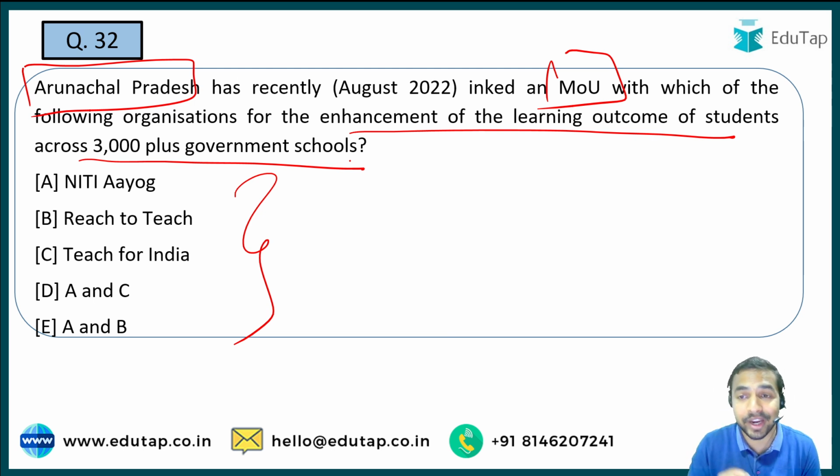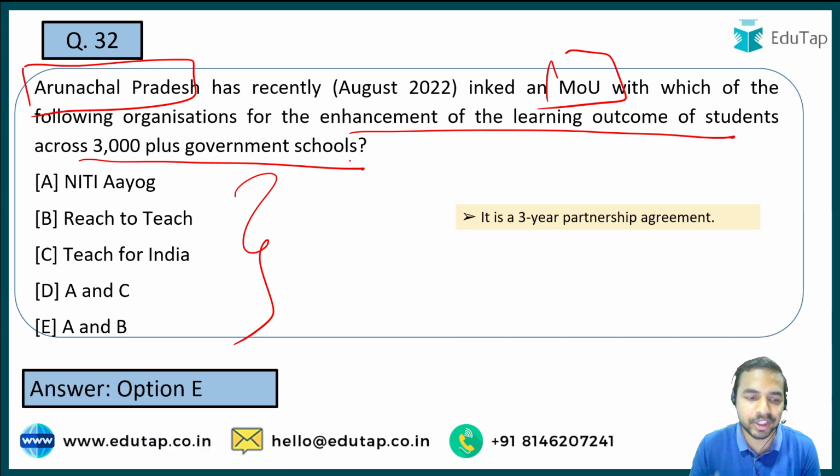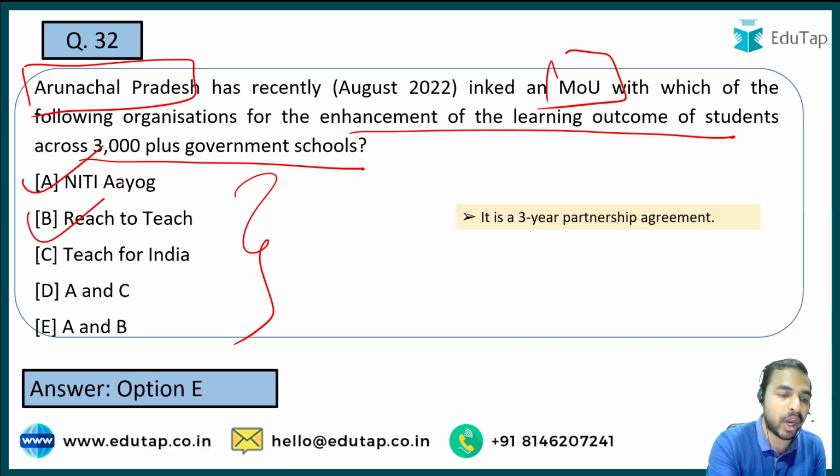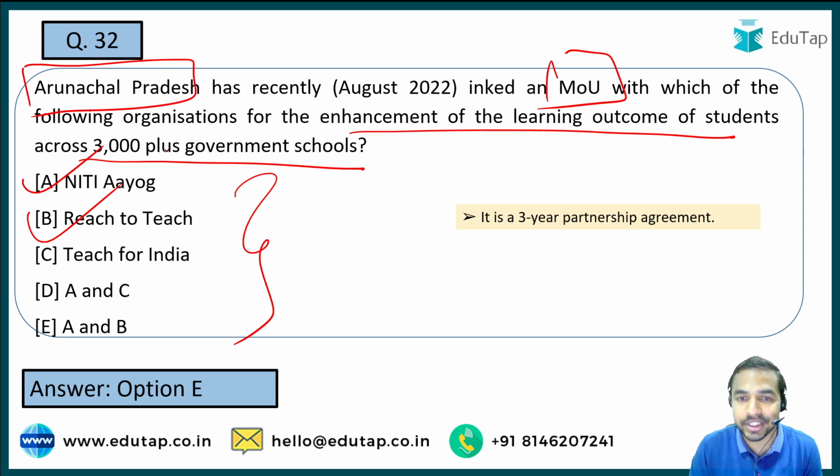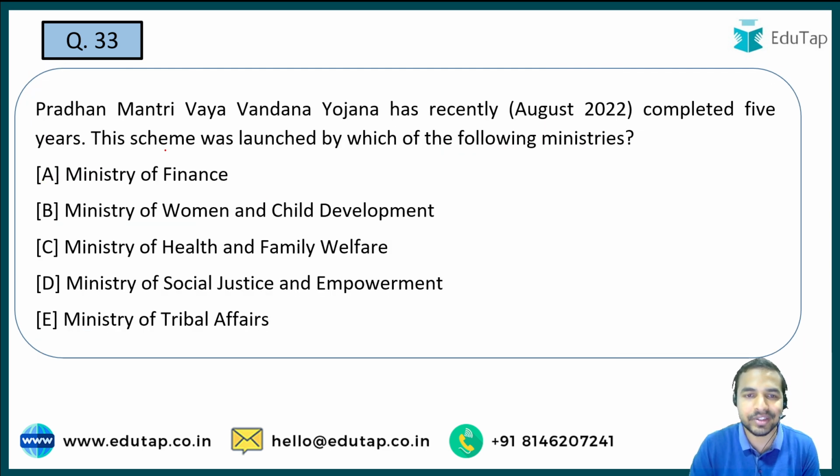We always tell you whenever there is an MOU, there are parties which have signed that particular MOU. And here when I talk about the name of the parties, it is basically option E, that is Niti Aayog and Reach to Teach, which have signed an MOU with Arunachal Pradesh for the enhancement of the learning outcomes of students studying in 3000 plus government schools in Arunachal Pradesh. So this is the right answer. Let's move on to the next question.